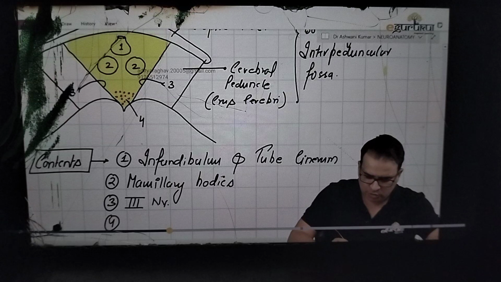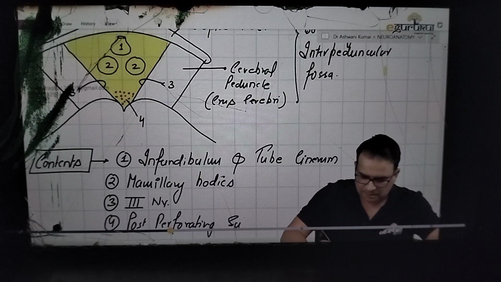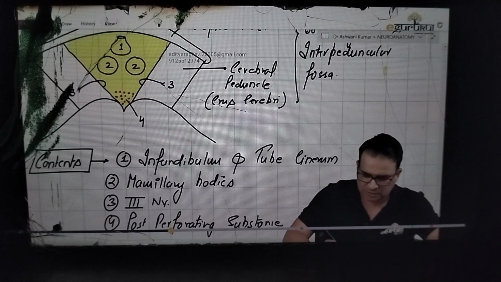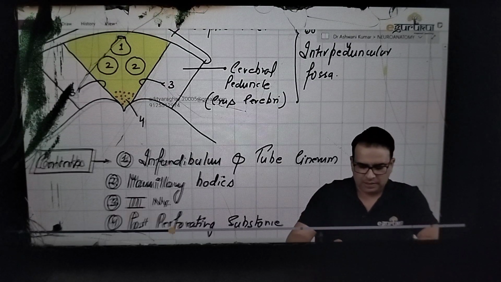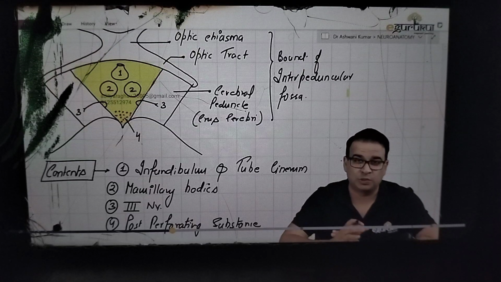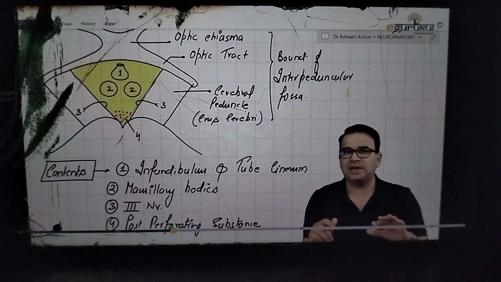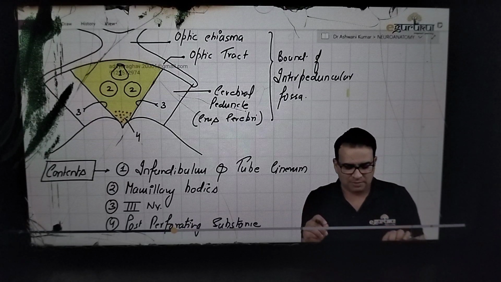And number 4, which you should know more about, is the posterior perforating substance. Now when you say posterior perforating substance, it's an indication that there must be some anterior perforating substance also. If this is posterior perforating, where is anterior perforating? Anterior perforating substance is not present inside the interpeduncular fossa, it is outside. For that I need to add something more to this diagram.